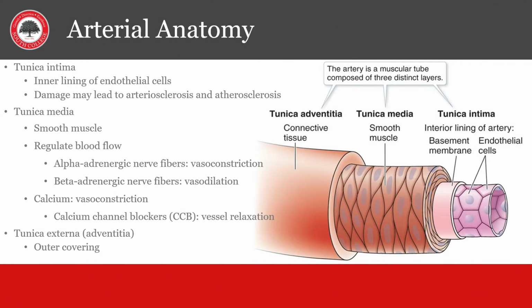Here is the arterial anatomy. The inner lining of arteries is called the tunica intima and has the endothelial cells. If these are damaged, then this can lead to atherosclerosis. The tunica media contains the smooth muscle and has alpha and beta receptors which regulate blood flow. Alpha receptors cause vasoconstriction and beta causes vasodilation. This is also known as constriction and relaxation. The outer covering, the adventitia, is composed of connective tissue.